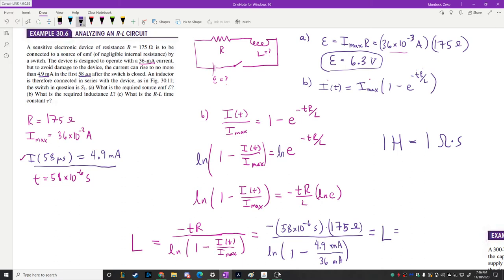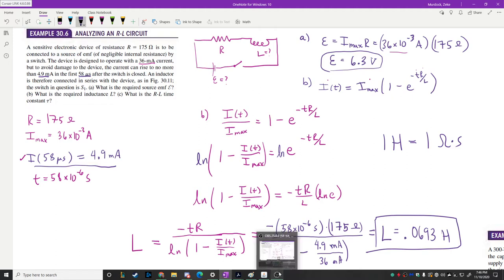I assume that the logarithm is going to give us a negative sign to deal with that negative sign there. 1 minus 4.9 over 36. I get 0.0693, I agree. Isn't that like natural log 2? Is it natural log 2, like 0.693? Let me see. It is. So somehow all these things are going to end up canceling out so that this is log 2 over 10. That's interesting.